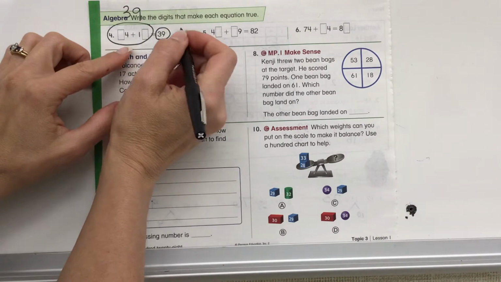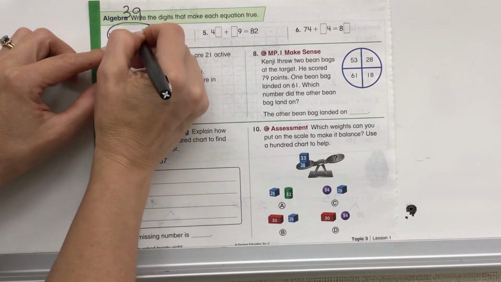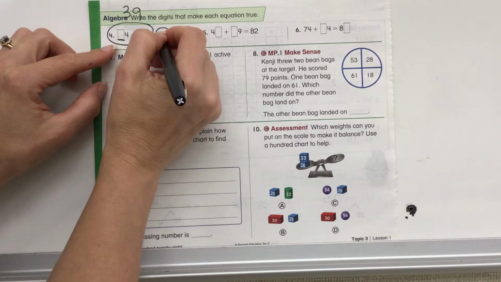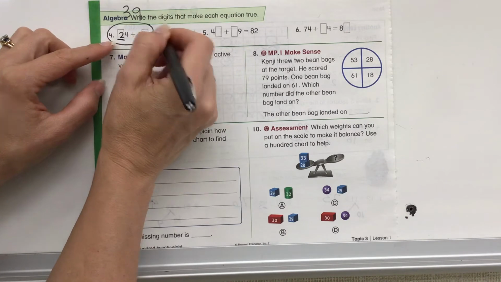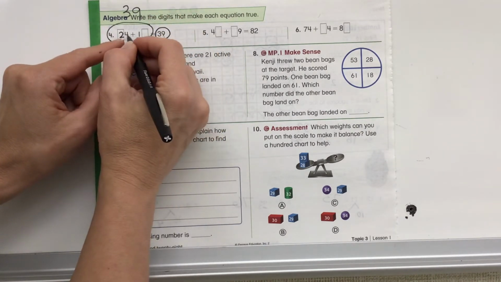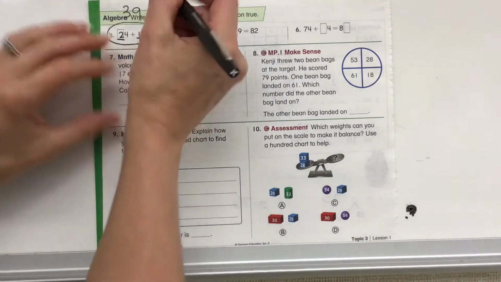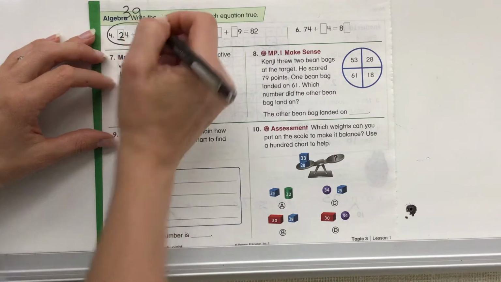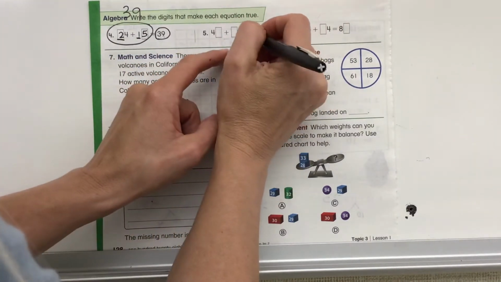Okay, so let's do our tens place. Something plus 1 equals 3. So I know that 2 plus 1 equals 3. Now let's take a look at our ones place. We have to get up to 9. 4 plus what equals 9? 4, 5, 6, 7, 8, 9 is 5. I know this is tricky. We haven't done really anything quite like this before, so it's a lot of work, but you guys are doing great. Okay, this is 82.